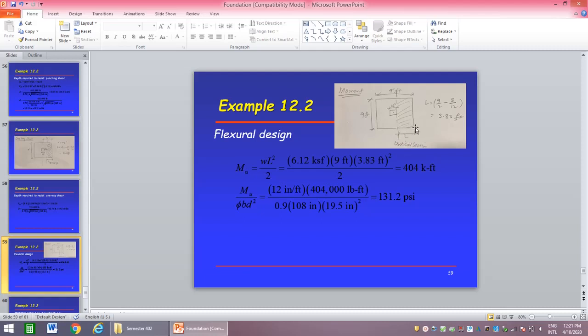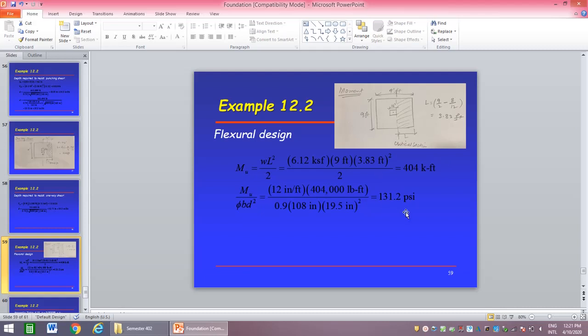this means W into L by 2. So this means WL square by 2. So 6.12 KSF, 3.83 feet square divided by 2, it is coming 404 kip-feet. And based on this, as I already explained to you, how to calculate the reinforcement.